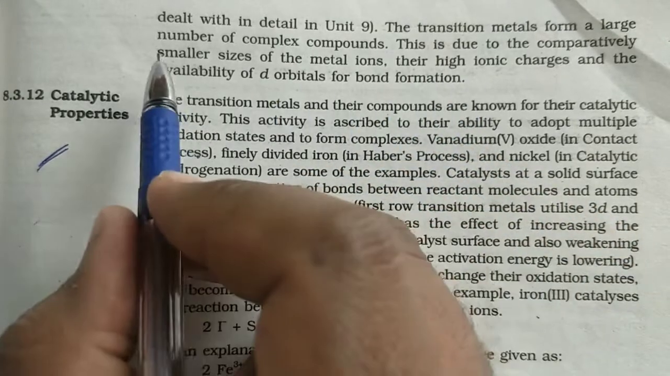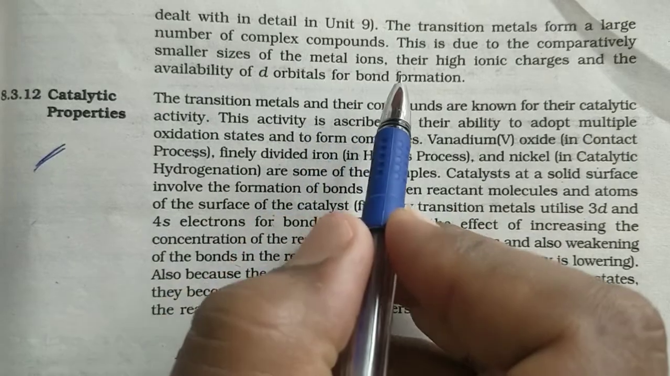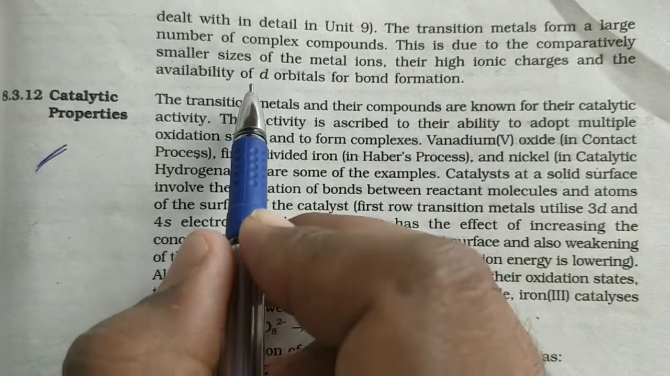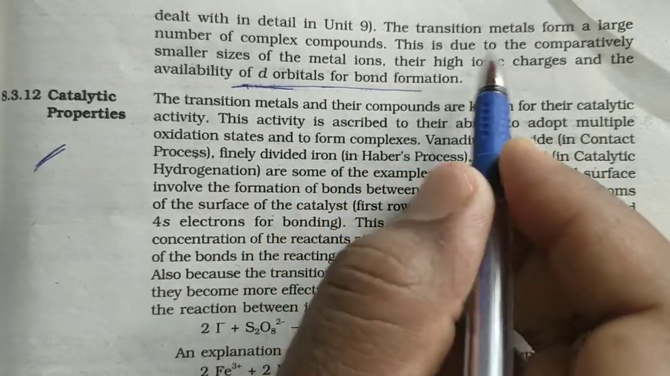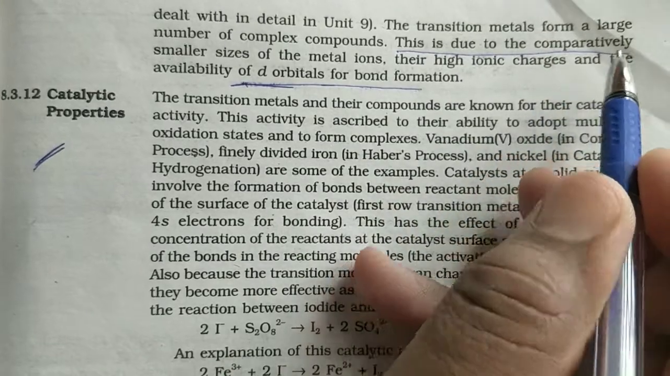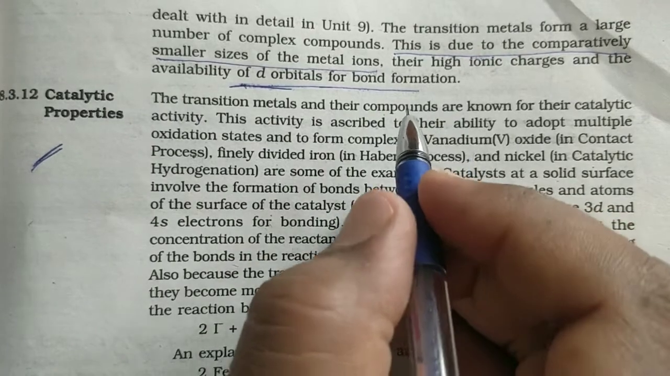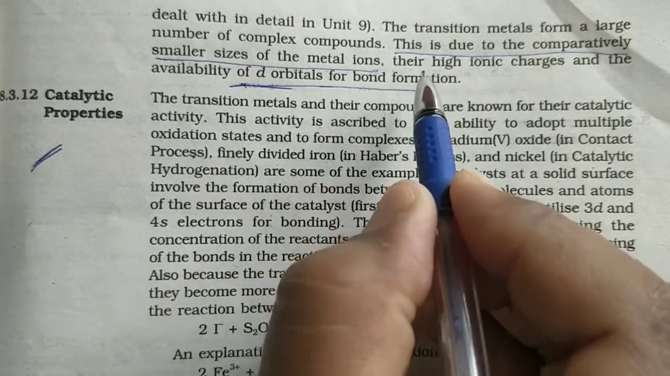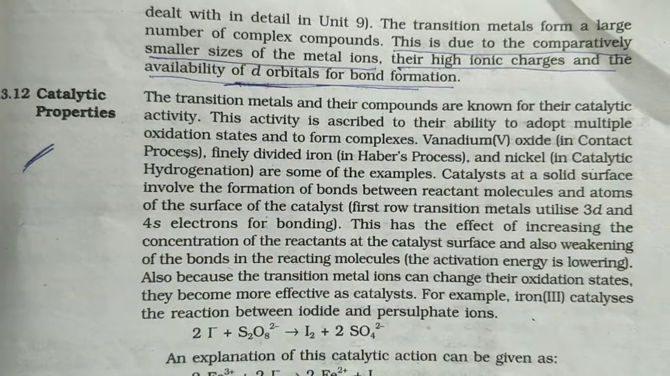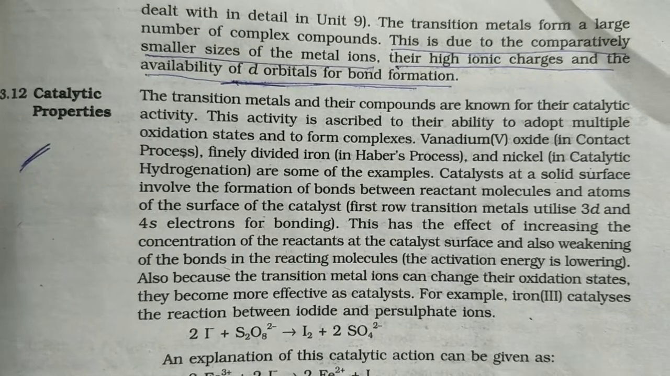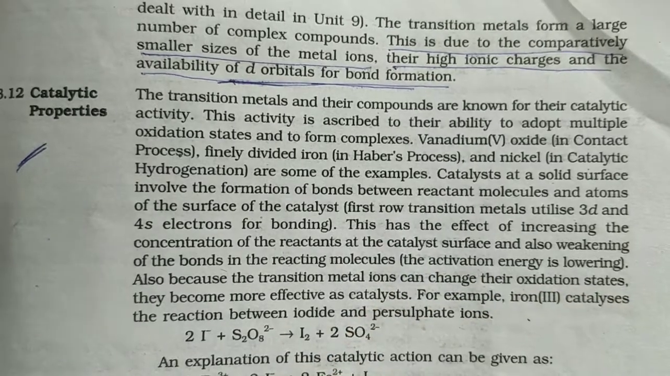The transition metals form a large number of complex compounds. This is due to the comparatively smaller size of the metal ions, their high ionic charges, and the availability of d orbitals. These reasons are very important. Remember these reasons. Left to right, what will happen to size? It decreases. So smaller sizes of the metal ions, their high ionic charges, and the availability of d orbitals for bond formation. Because of these reasons, they are able to form complex compounds.